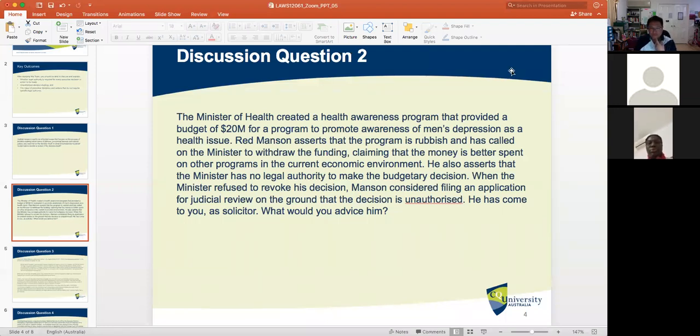I think the minister has the authority to do this health awareness program, because it was similar to the cases of Taranto and Madigan and Victoria and Commonwealth, in which a community assistance program and an anti-discrimination program were authorized.